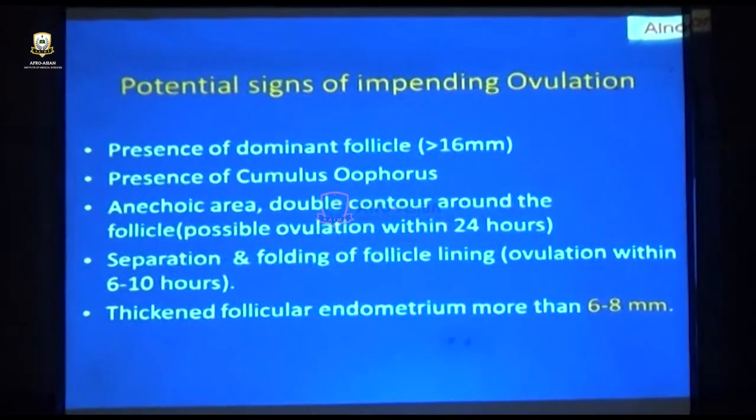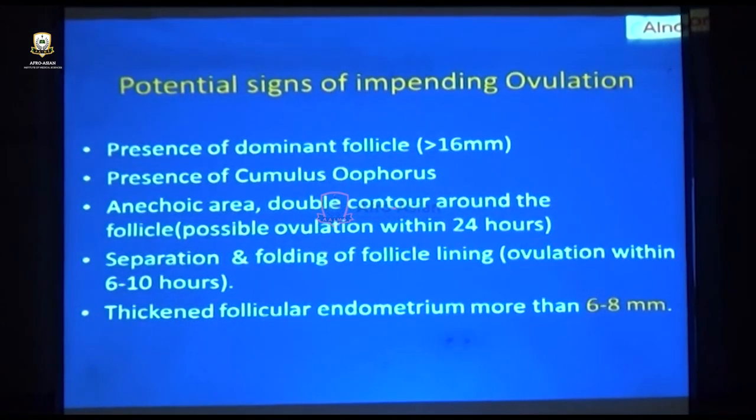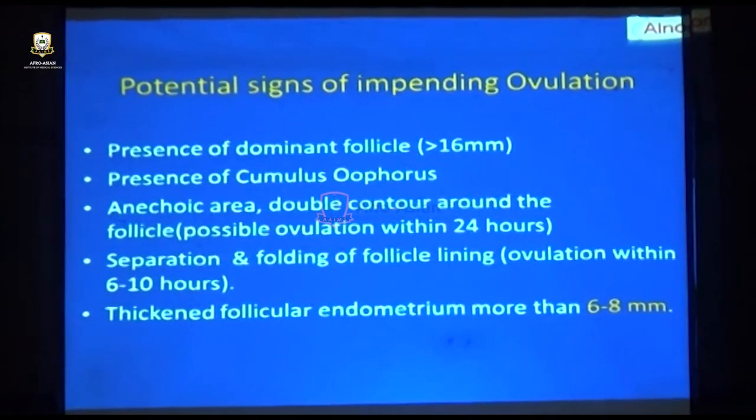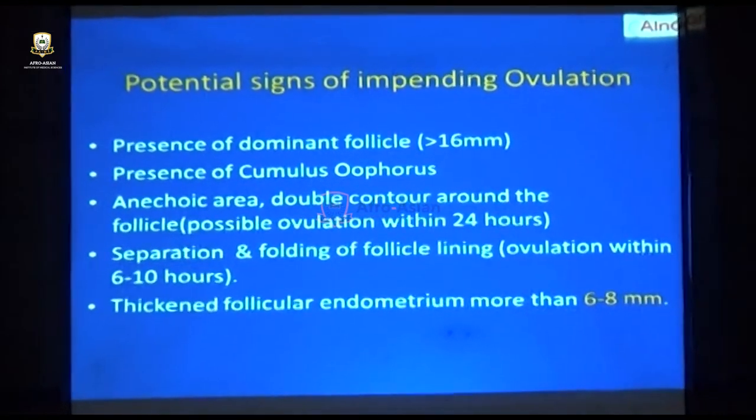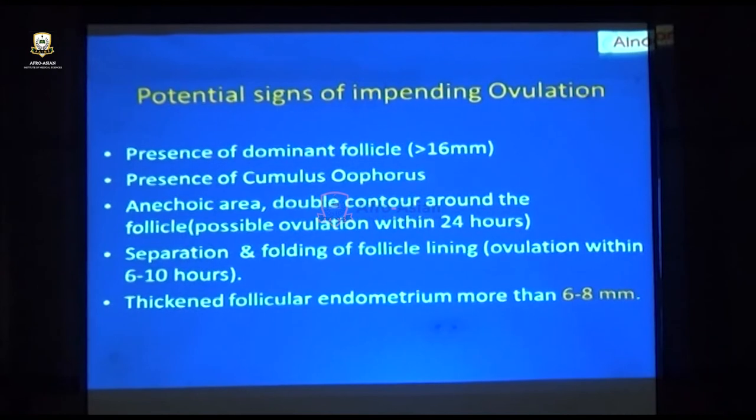Now, what are the potential signs of impending ovulation? The follicle is growing, maybe 8 millimeters. When it is going to rupture is very, very important. You know the exact time, and you can tell the patient what time is useful to go and meet.